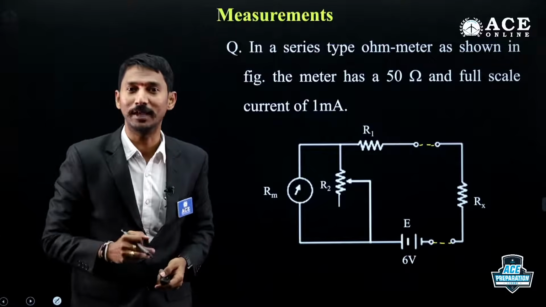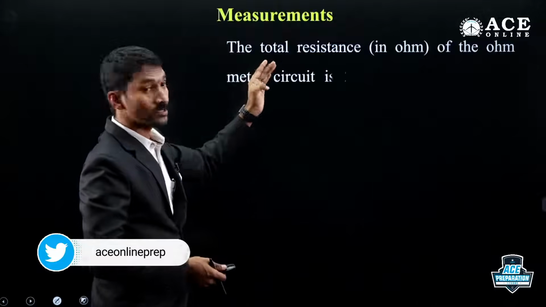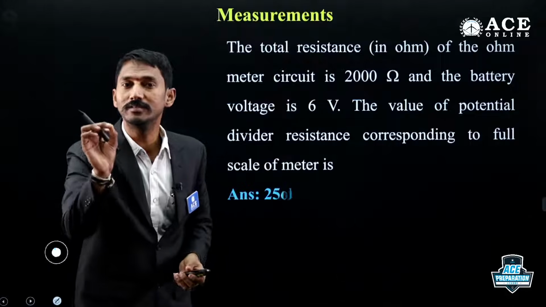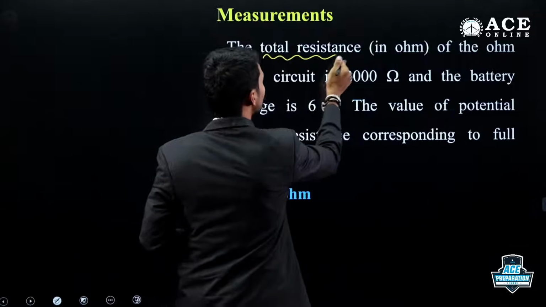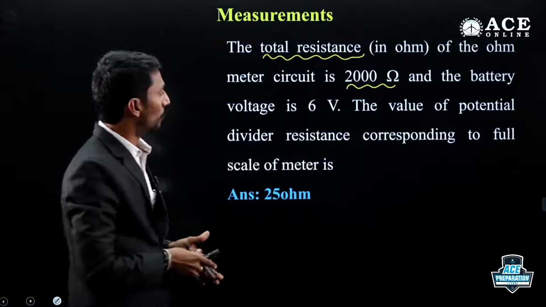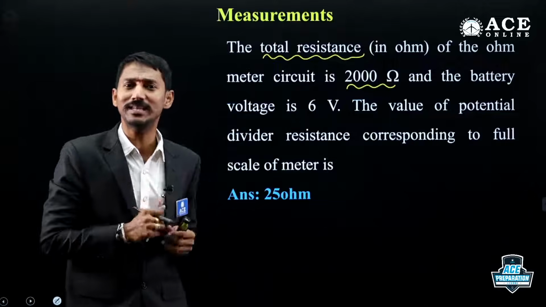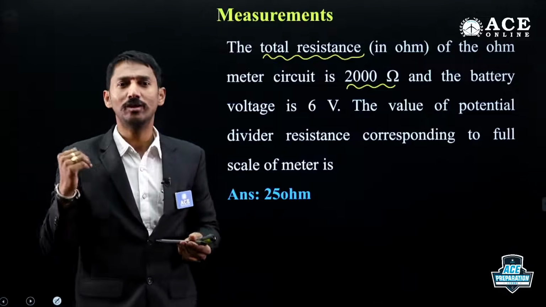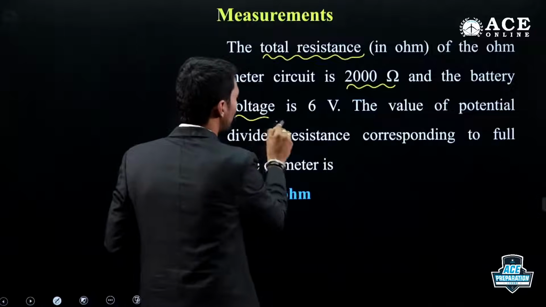Now what he is asking, be clear. The total resistance in ohms of the ohm meter circuit is 2000. This is the starting step playing the crucial role. Total resistance is 2000 ohm, and the battery voltage is 6 volt. Total voltage is given, total resistance is given. Can we calculate total current? Yes, total voltage by total resistance. This is the key point in this question. So the supply voltage is 6.